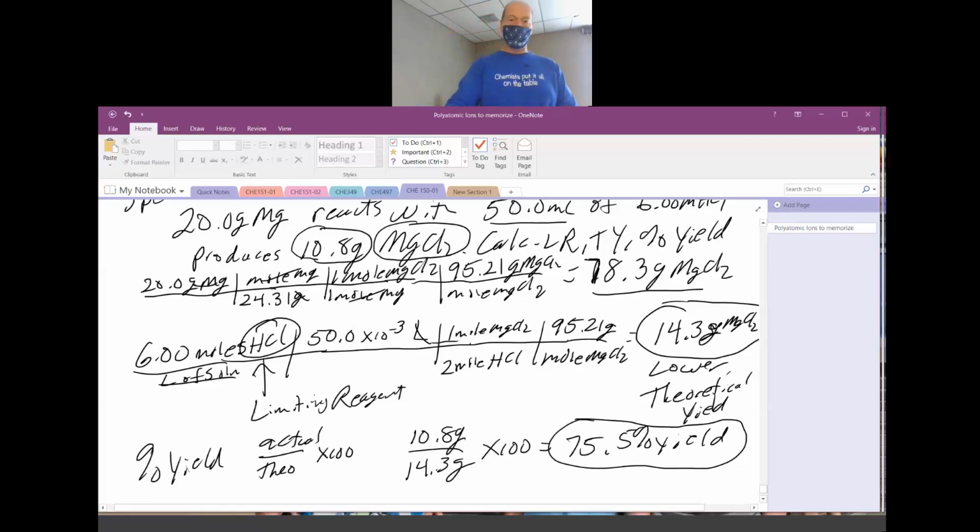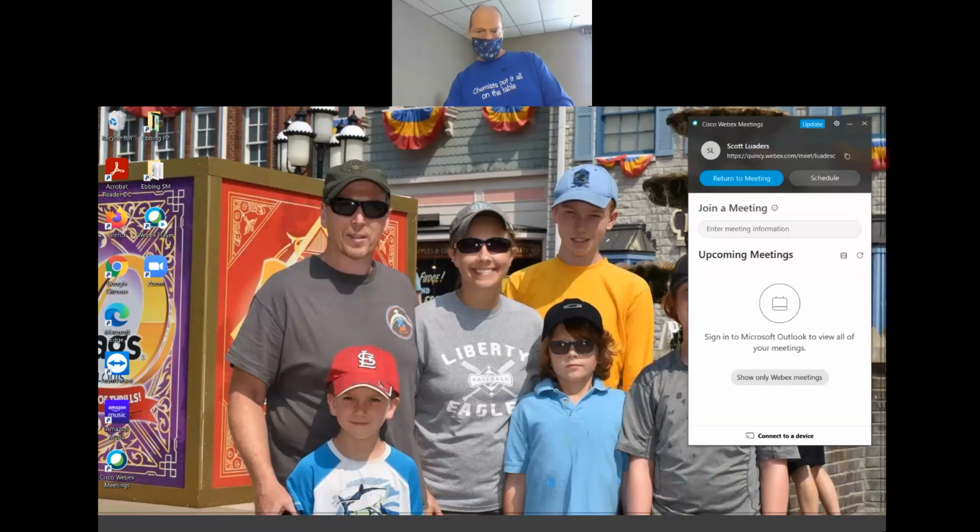Capital M is not moles. Capital M is moles of your solute, in this case HCl, per liter of solution. So there's guaranteed to be one of those on the test. Make sure you can do a limiting reagent and theoretical yield and percent yield problem. Percent yield is pretty simple. You stick your actual over theoretical.